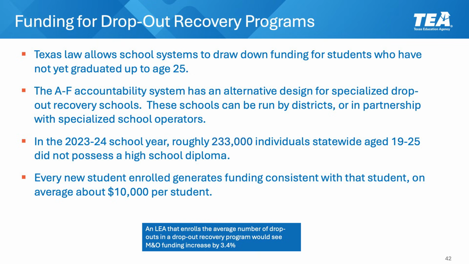Every new student in this model generates funding consistent with that student, which is on average about $10,000 extra. It can be a significant impact to M&O funding, upwards of about 3.5%.